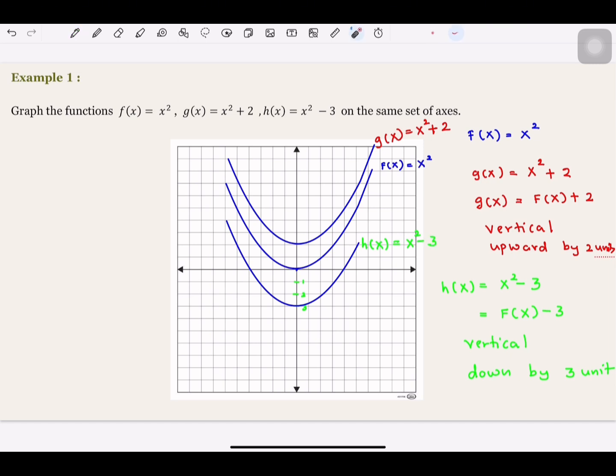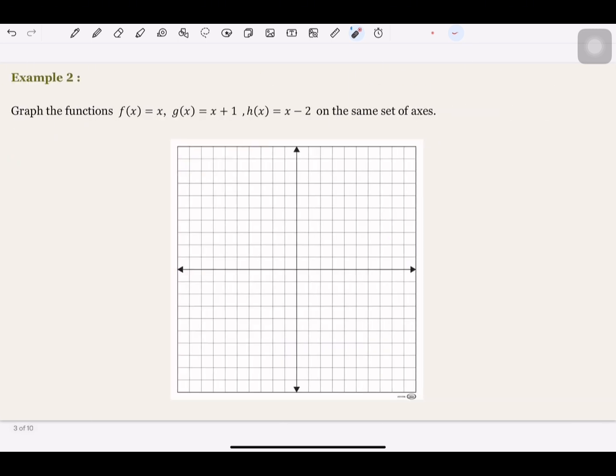So remember, once you get a problem like this, you have to identify whether it is a vertical or horizontal shift. So let's try more examples. So let's do example number 2. If you want, you can pause this video and you can try these questions by yourself. Okay, so here also you have 3 functions that you have to sketch on the same Cartesian plane. f of x equals x, g of x equals x plus 1, h of x equals x minus 2.